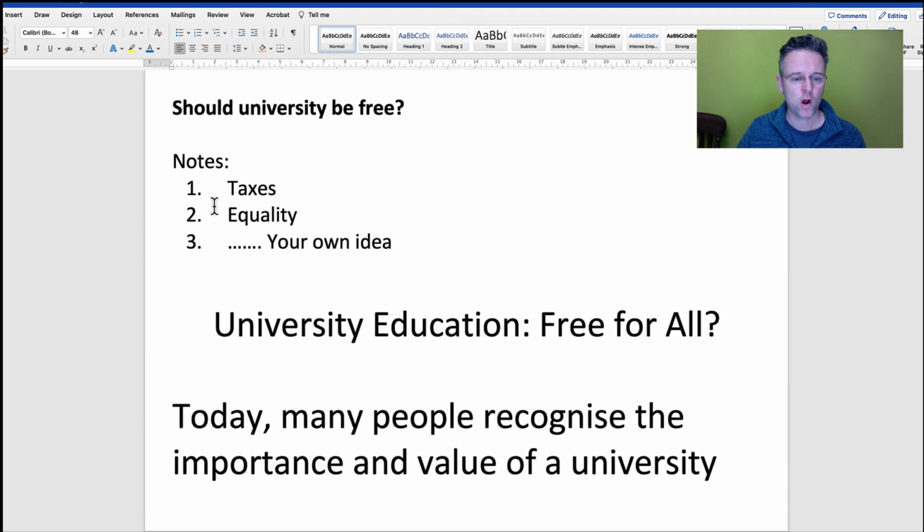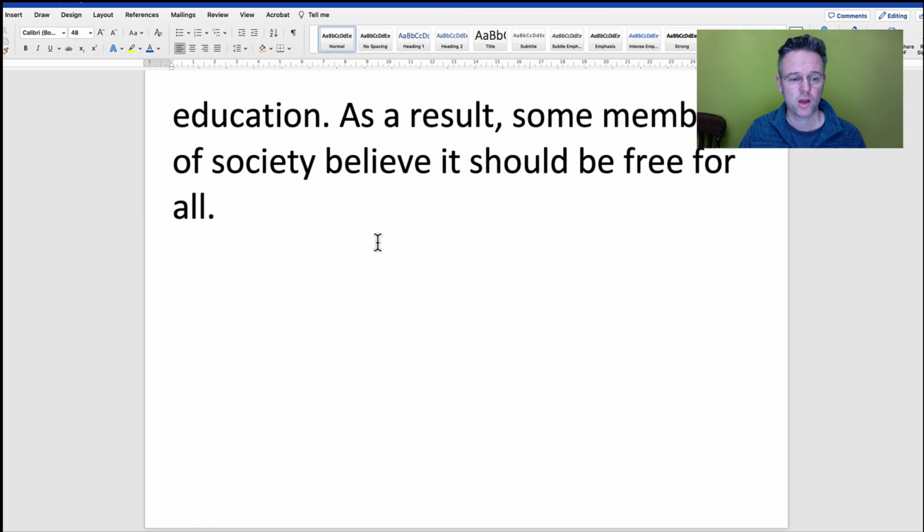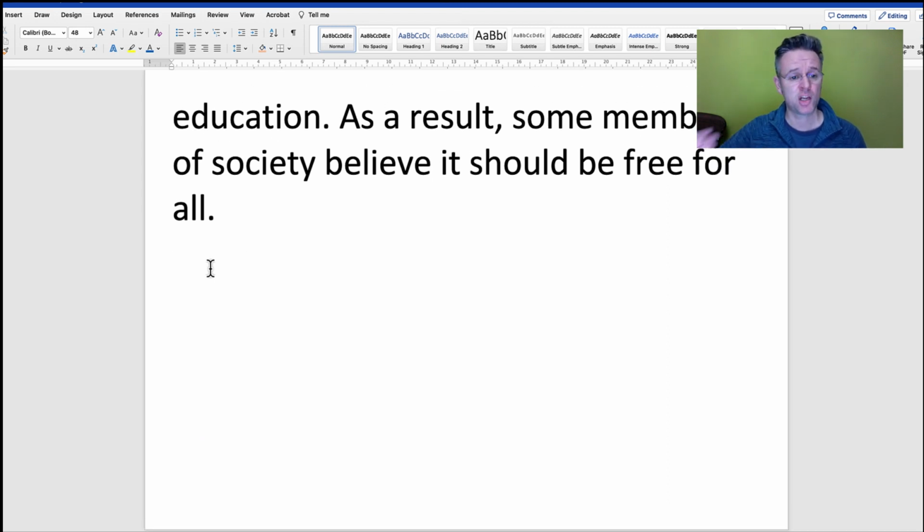So if we look, our first paragraph, we're going to talk about taxes. So I think it's obvious that the people who believe education should be free think it should be paid for by taxes. So that's going to be what I'm going to write my first paragraph about.